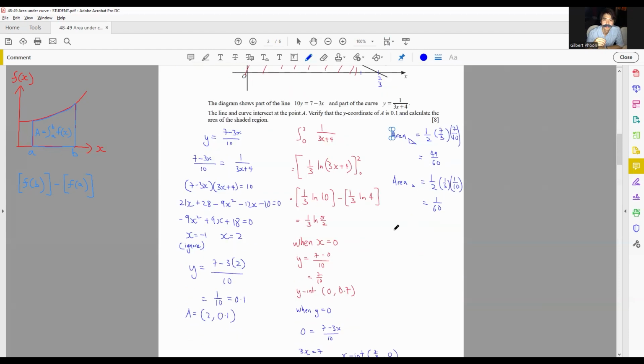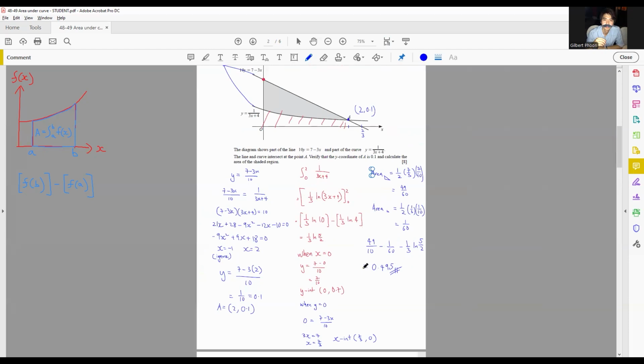Finally, the area of the shaded region is 49 over 60 minus 1 over 60 minus 1 over 3 ln 5 over 2. When you type this into your calculator, your final answer should have been 0.495 to 3 significant figures. So yeah, this is the gist of the question. You will always have compounded shapes, and you would need to find each individual area and minus them off as your final answer.